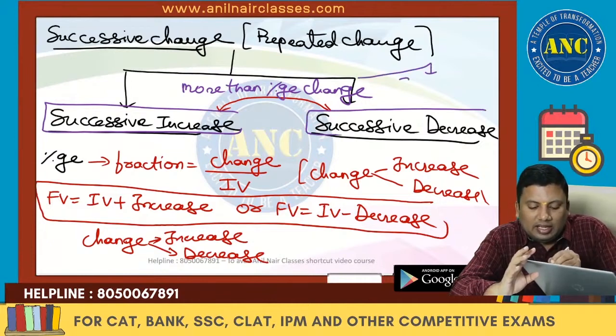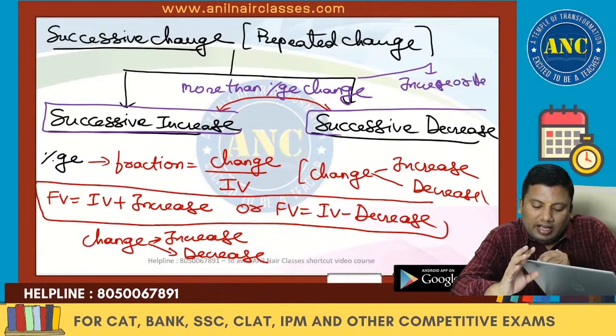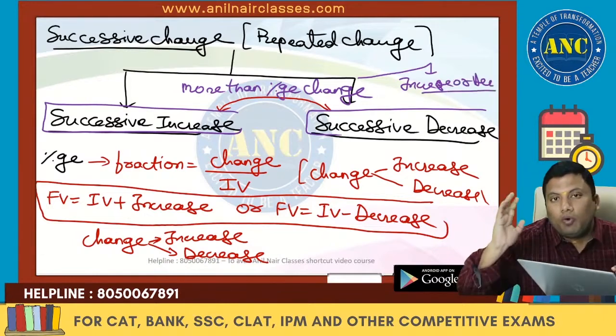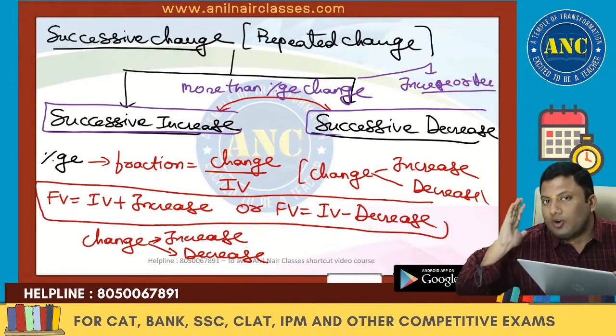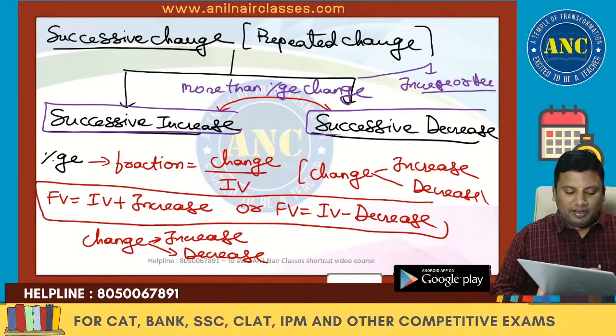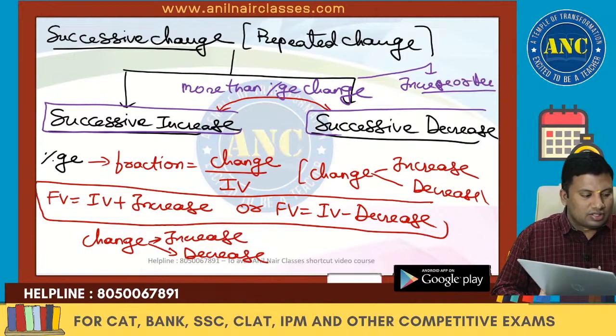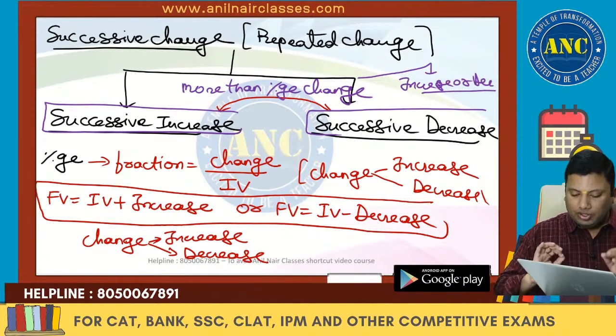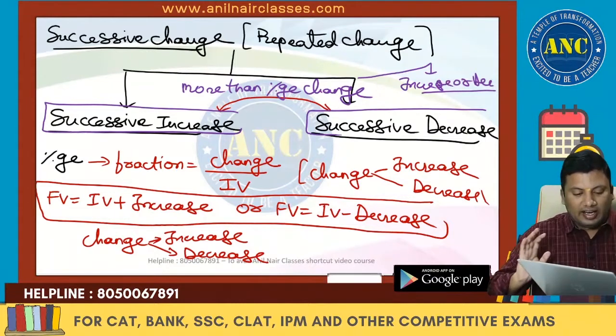There could also be a combination of increase and decrease. There could be only increase in values, there could be only decrease in values, there could be a combination of increase and decrease in values. I hope in this first slide it is clear.